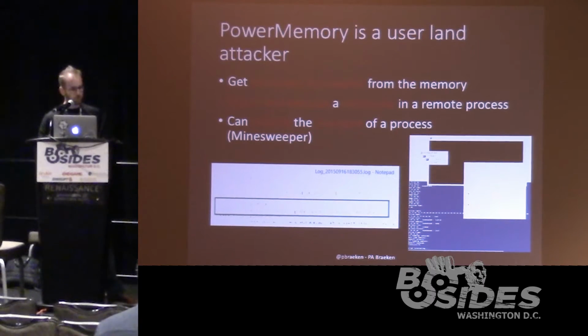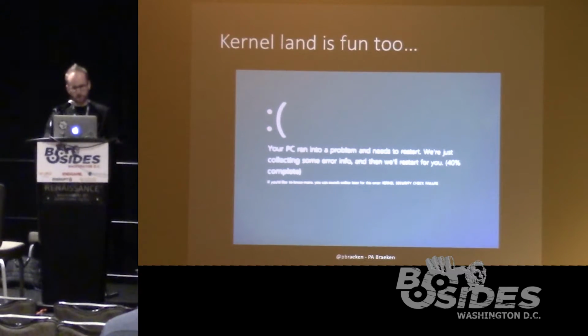So PowerMemory is a user-land attacker, as I said. You can get Windows passwords from the memory. It's not the same thing as Mimikatz, because Mimikatz will call the API. Here I just use the debugger. You can inject and execute a shellcode in a remote process. You can modify the memory of a process. Then you can do kernel-land stuff too. So you will have some screen like that.